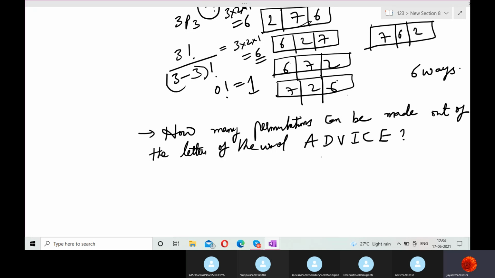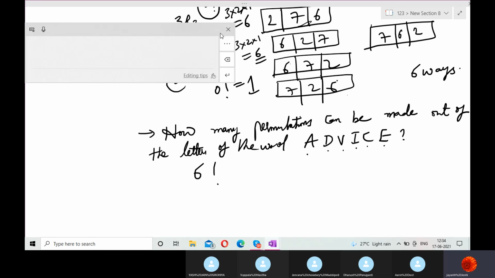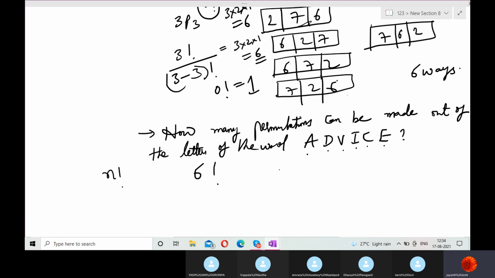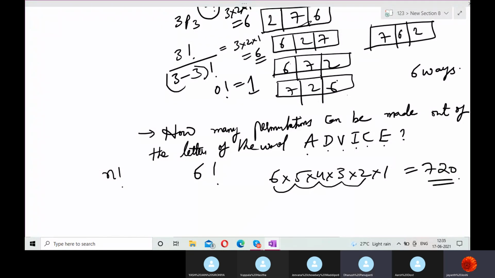Very simple. How many numbers? 1, 2, 3, 4, 5, 6. 6 factorial ways. n factorial. Correct? 6 into 5 into 4 into 3 into 2 into 1. Let us check. 6 fives are 30, 30 into 4 is 120, 120 into 3 is 360, 360 into 2 is 720. The answer is 720. All of you got 720? Yes, sir. Yes, it is correct.